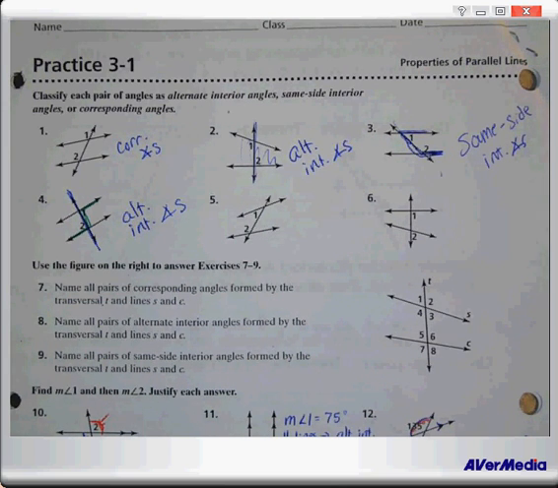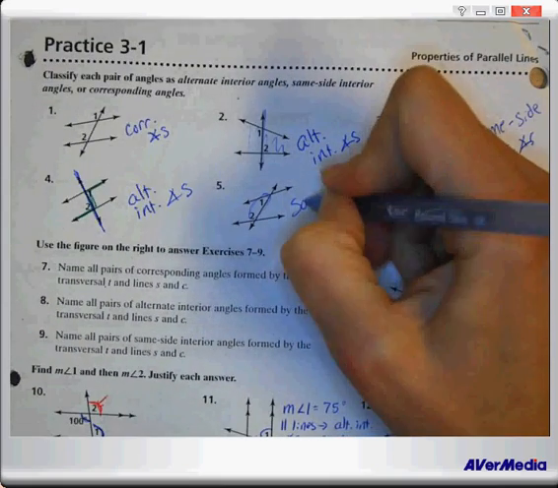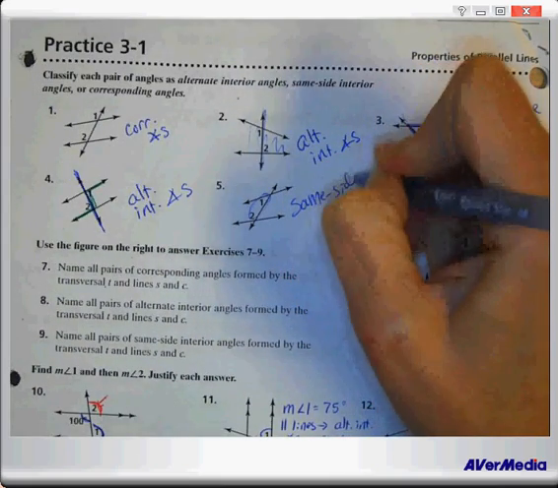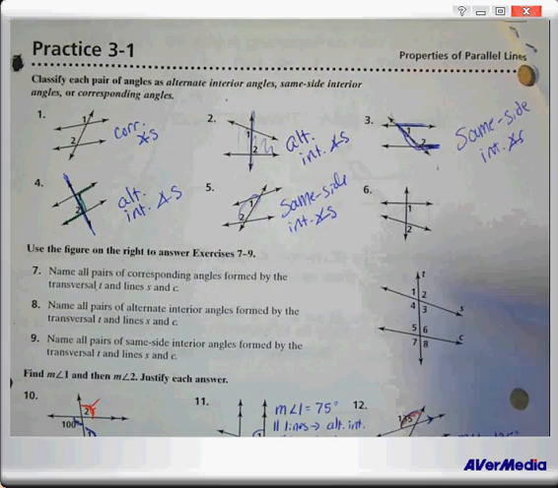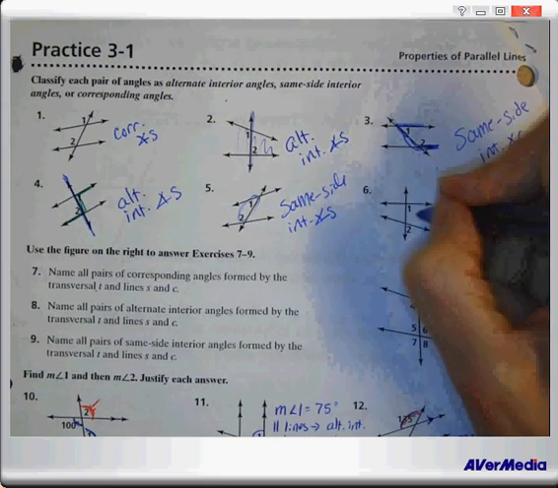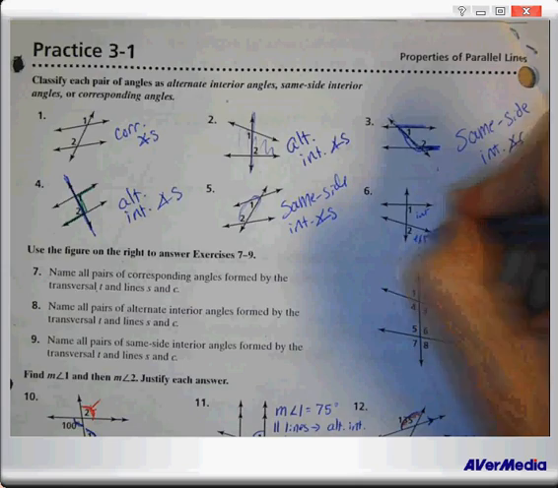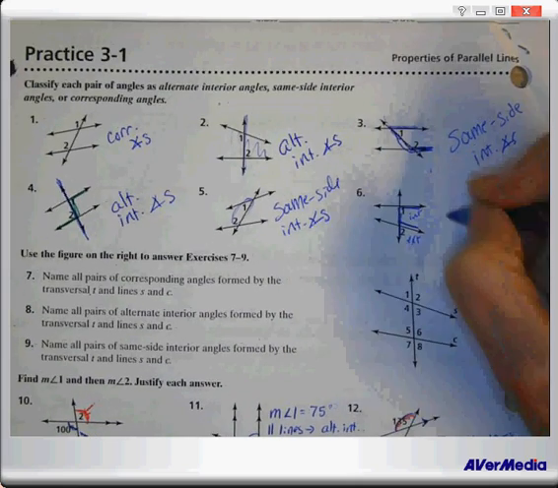And then we have our next one. We have our transversal, and they're on the same side or opposite sides. Well, they're on the same side, but one is interior and one's exterior. Well, they make that famous F shape, which means they're going to be corresponding angles. Hopefully that's kind of giving you an idea. You ask yourself the right questions, you're going to get the definition you need.